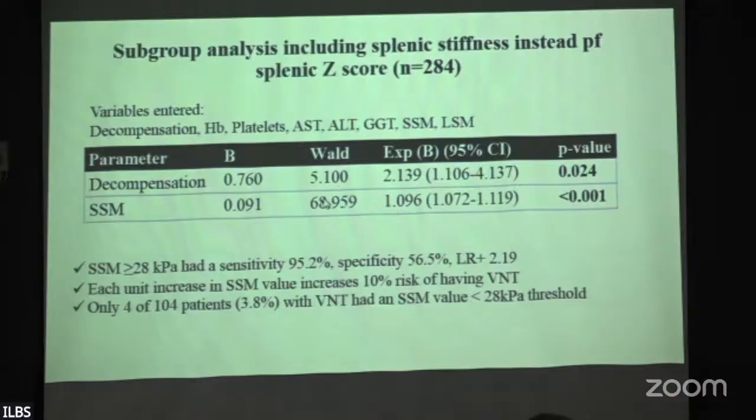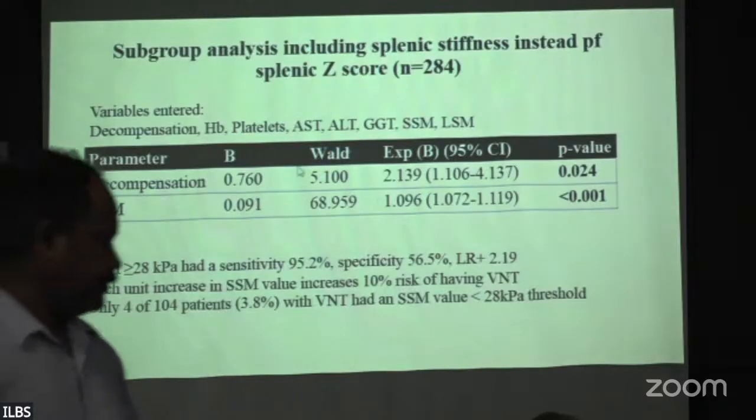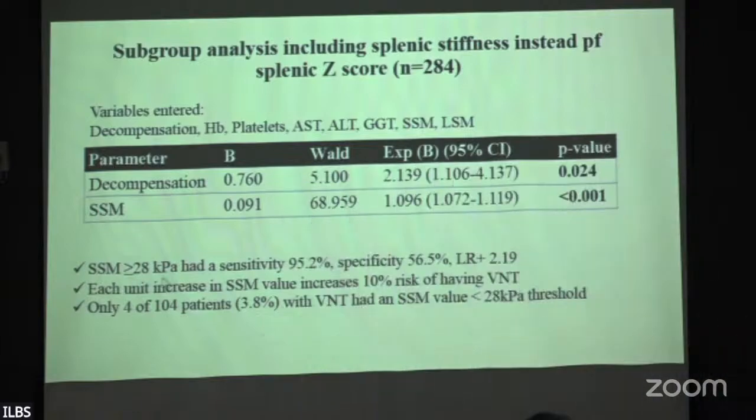The values are 2.9 and 1.096. Here, if we compare this with the previous study, this is the previous cutoff that we had used in our previous study, and in this study we have shown that it had a sensitivity of 95% and a specificity of 56% in the entire patient cohort.